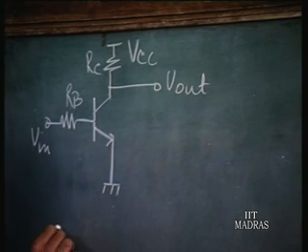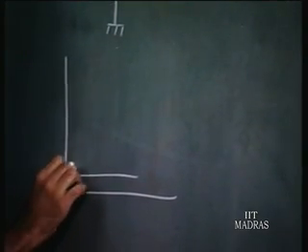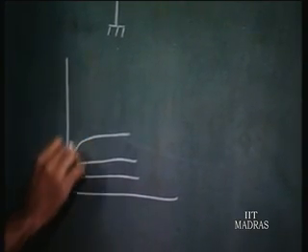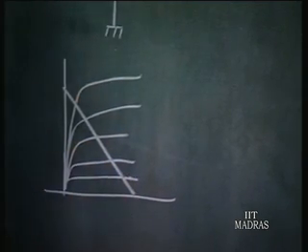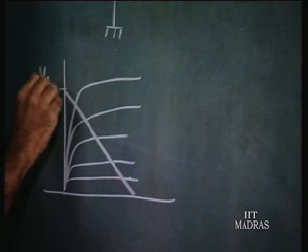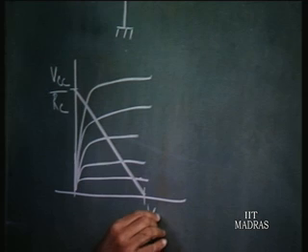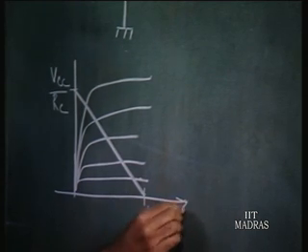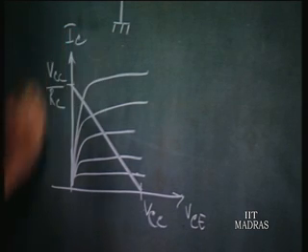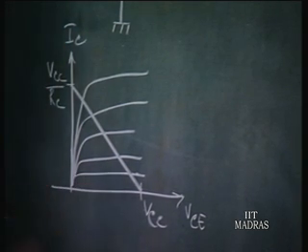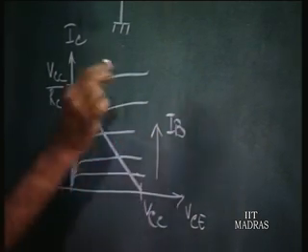Now, for this circuit, how to analyze? You have to draw the load line. So, you take the output characteristics of the transistor and then you draw the load line, and you know how to draw the load line. This is going to be a straight line, and the points of intersection with the axis are given by VCC on the VCE axis and VCC by RC on the current axis. Now, this is for different values of base current, all right.